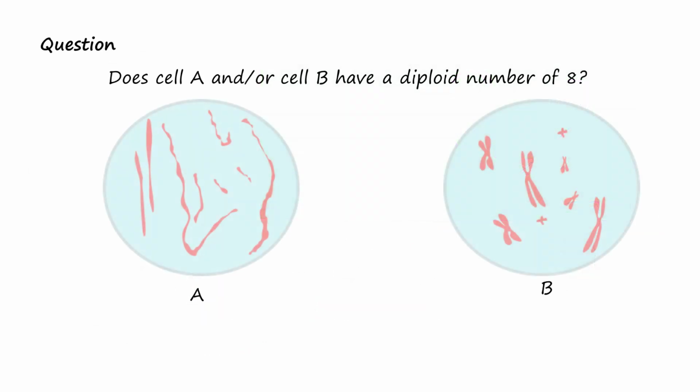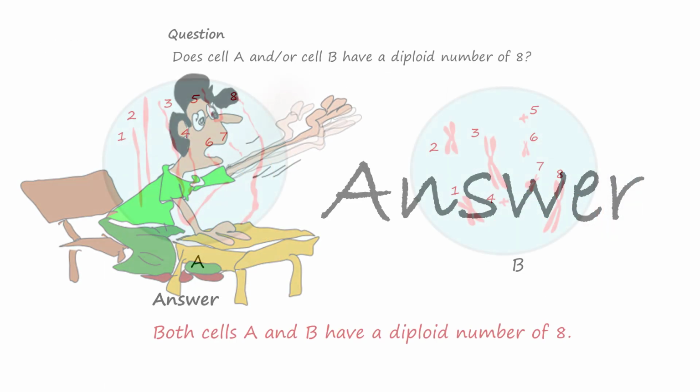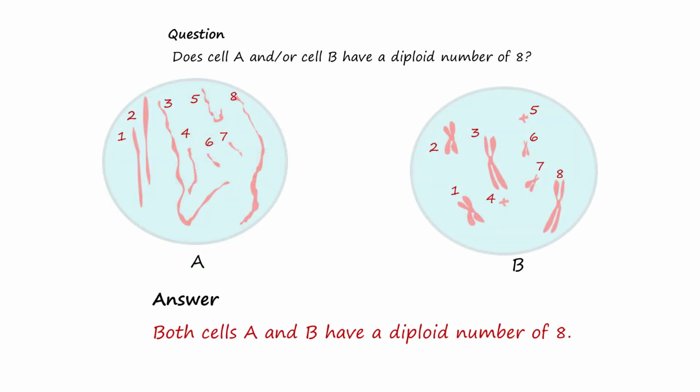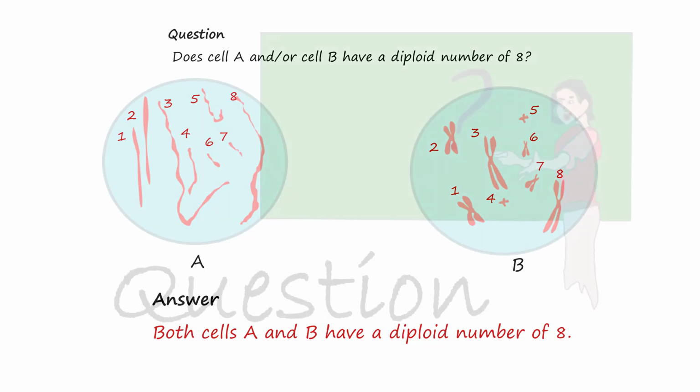Question. Does cell A and or cell B have a diploid number of 8? Answer. Both cells A and B have a diploid number of 8, and even though the chromosomes in cell B have 2 strands, they are linked at the centromere and considered a single chromosome. Non-dividing cells have chromosomes or chromatin present as single strands, though their DNA is a double helix.